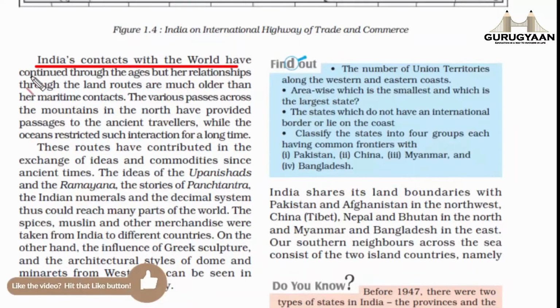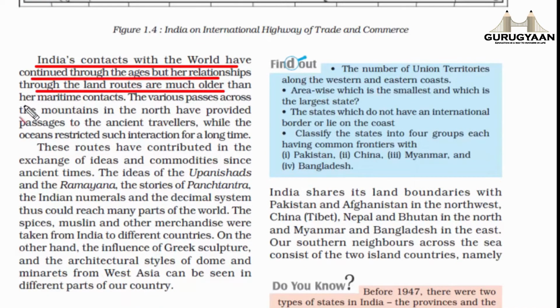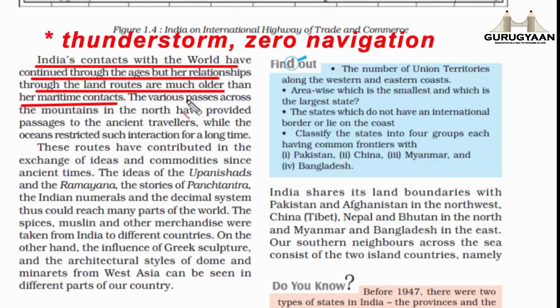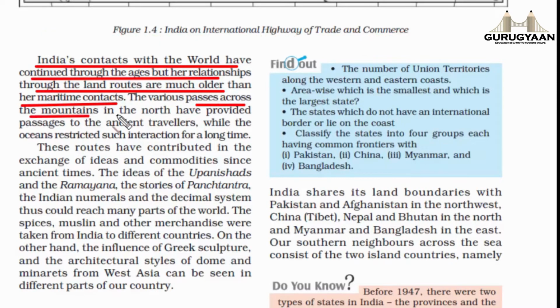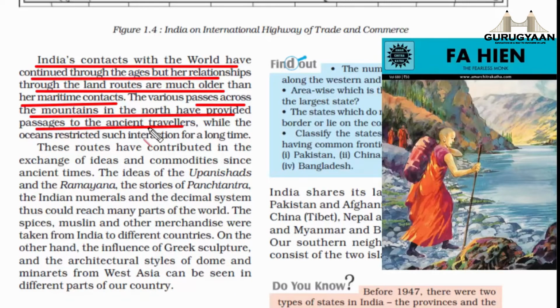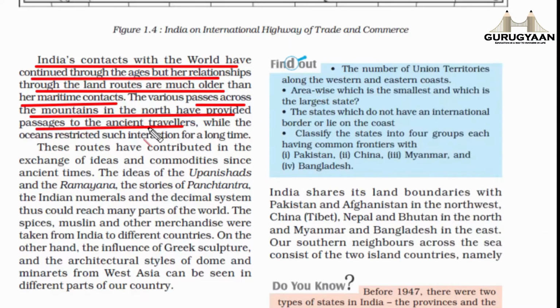India's contacts with the world have continued through the ages, and the relationship through the land routes are much older than the maritime contact. Ocean was very restricted and scary way of having an interaction with other countries. So travelers often took the land route, passing through the mountains in the north, like for example how Fahian came to India from China and other Persian dealers. So India has always been in touch with the world from ages, and it is not something that is new.